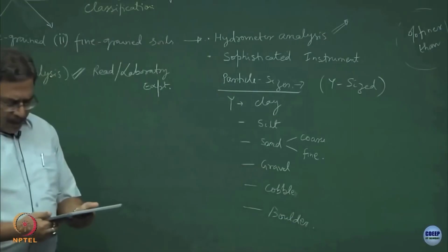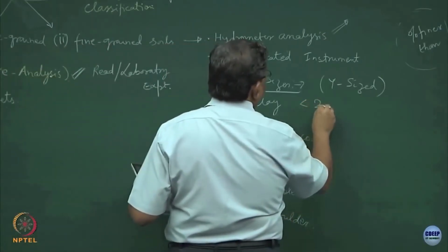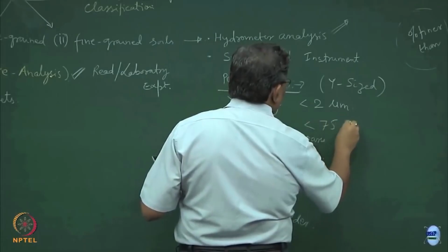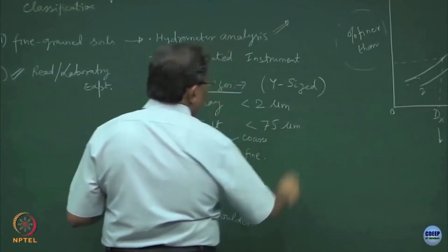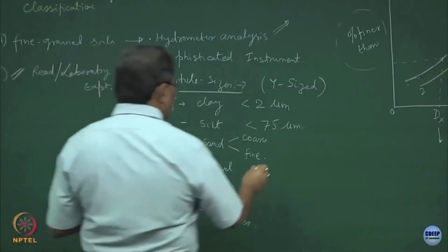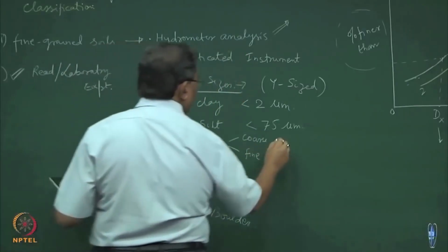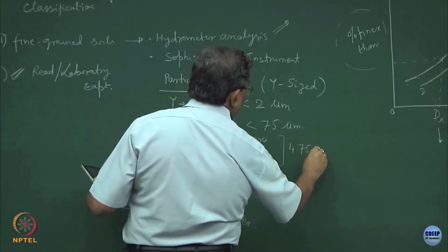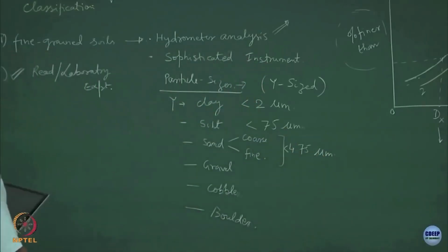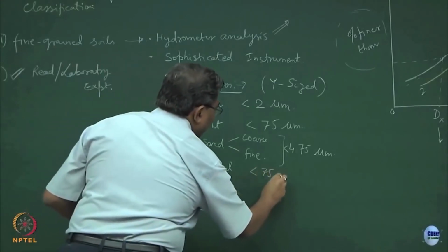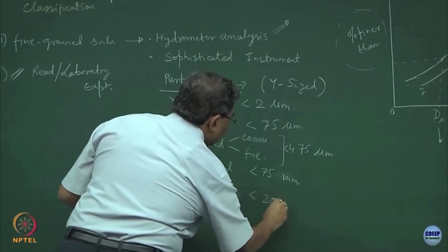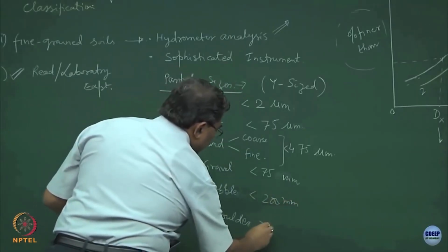One of the guidelines says that clay size is less than 2 microns, silt is less than 75 micron. This part you should remember. Sand is normally less than 4.75 mm. Gravel is less than 75 mm. Cobbles are less than 200 mm and boulders are greater than 200 mm.